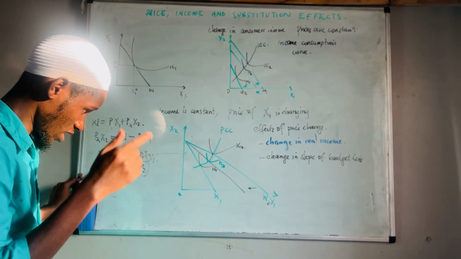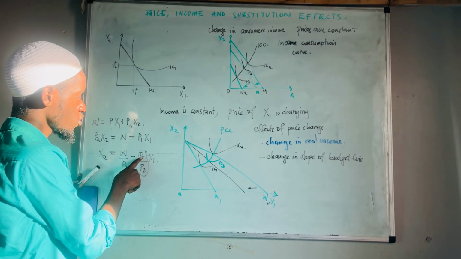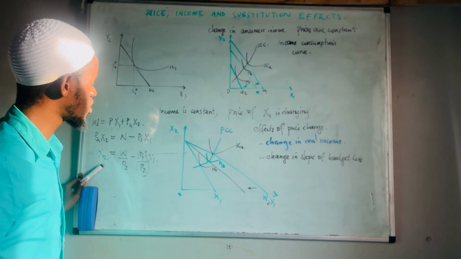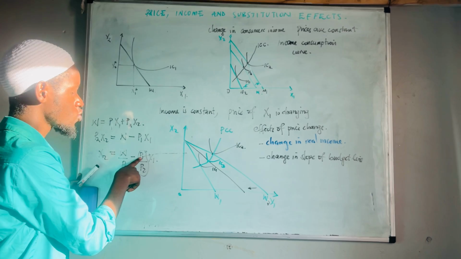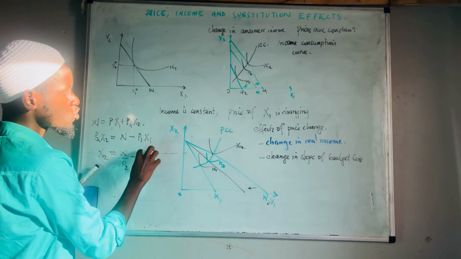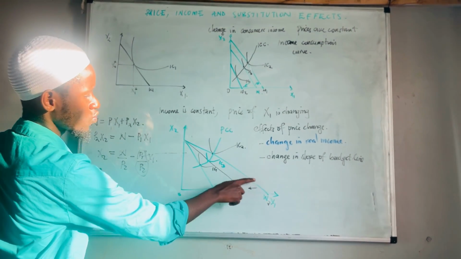I'm saying, take an example, if P1 over P2, now if P1, the price of X1, has reduced. Yes? If the price has reduced, it means that this value up is going to be small, this value down is going to be big. Therefore, this slope is going to be small and the curve is going to be more elastic, as you are seeing that it's coming outwards like this.